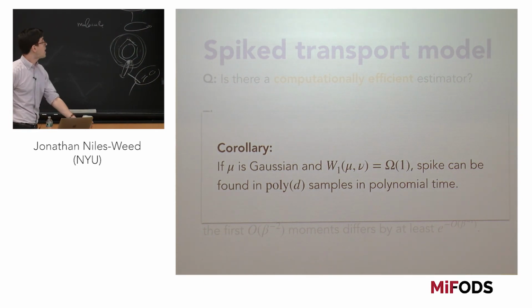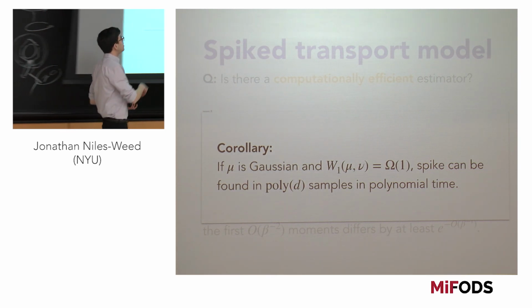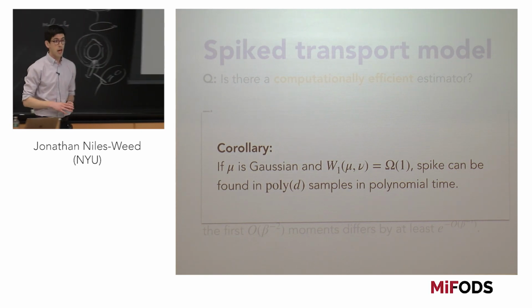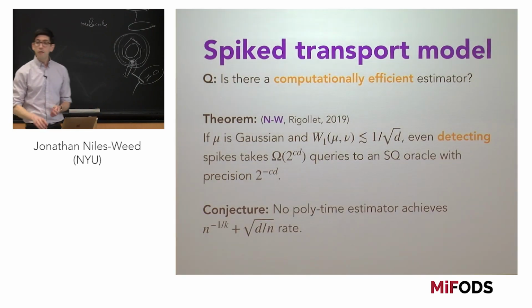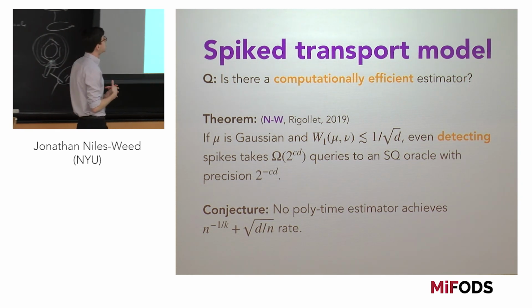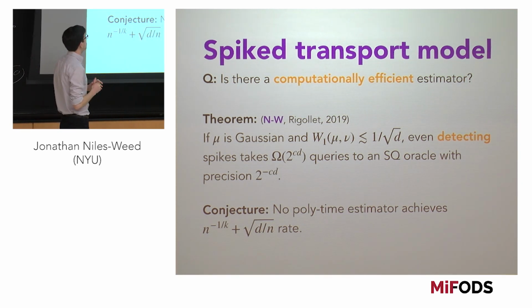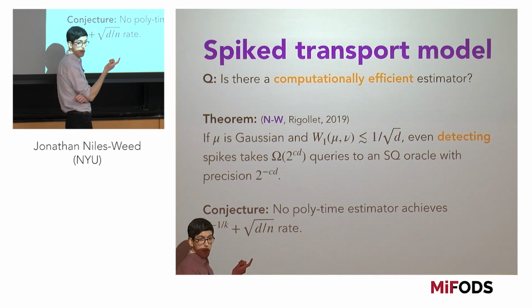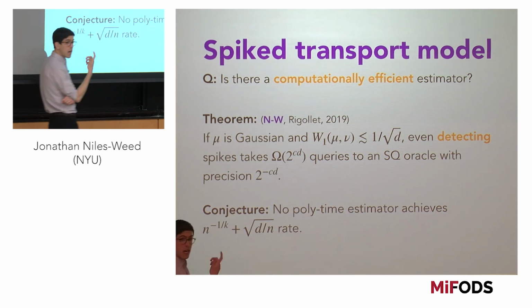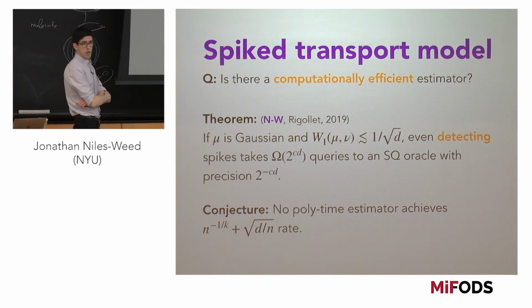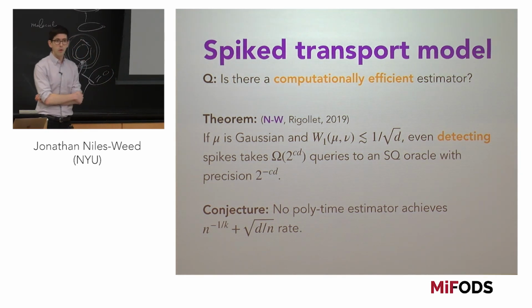However, we conjecture that once I don't insist on this sort of strict separation, no computationally efficient estimator exists. We have evidence in the form of what's known as a statistical query lower bound that says that at least, even if I'm in a Gaussian, so I have a known base measure that I'm comparing to, if I allow my distance to be as small as 1 over root d, then even detecting whether there's a spike or not requires at least an exponential number of queries to a statistical query oracle with exponential precision.